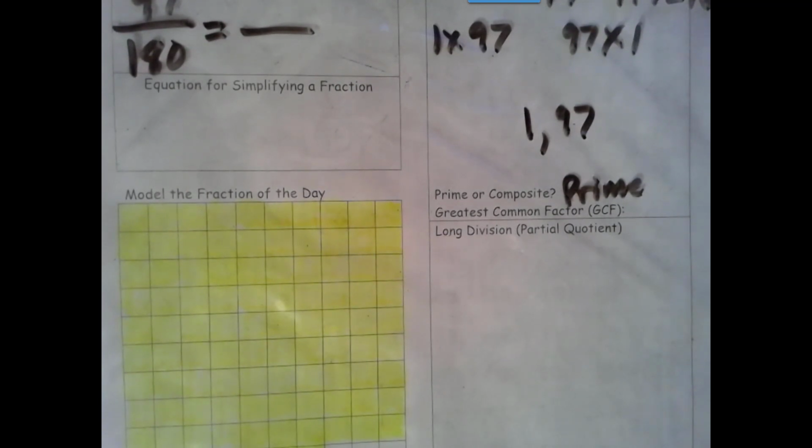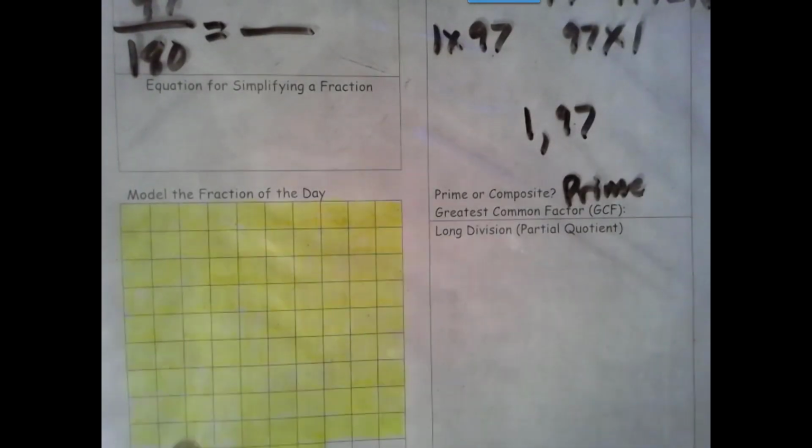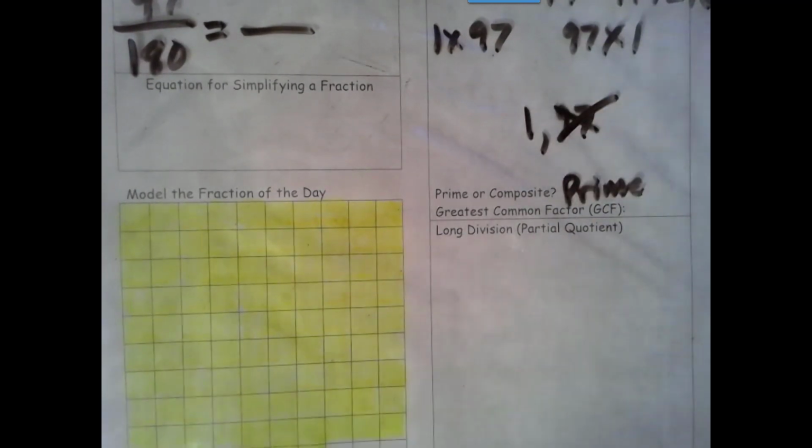Now we only have 83 school days left, so I can get one group of 97 in the shaded area, but I will not have enough in the unshaded area. So already I can mark out 97. So that means my greatest common factor is 1. So let's make our groups of 1.